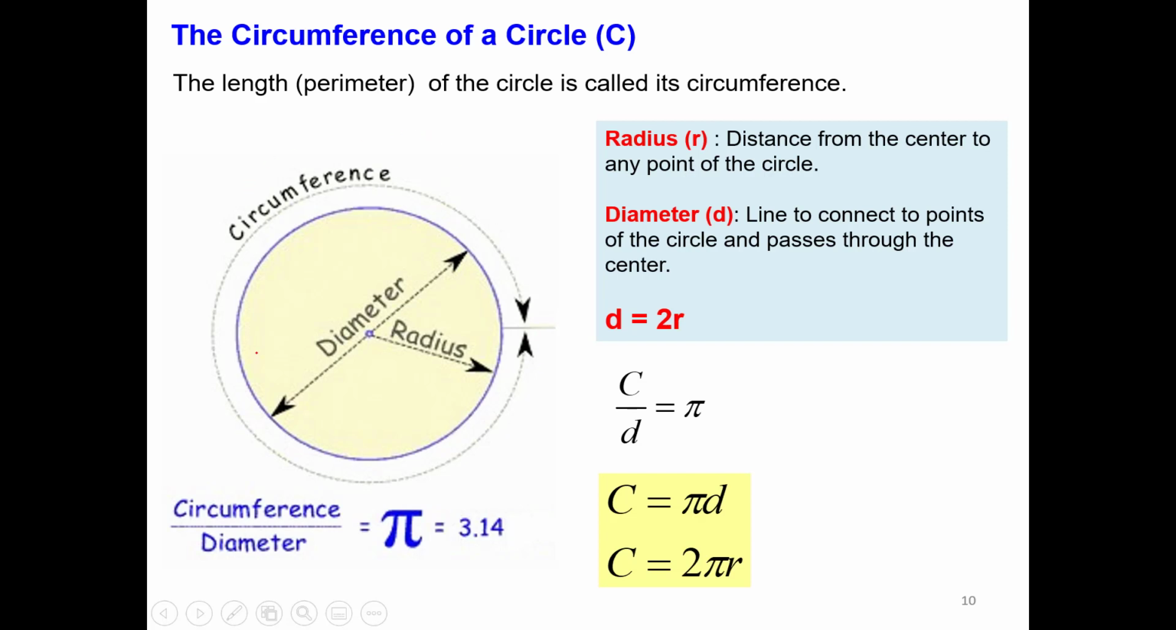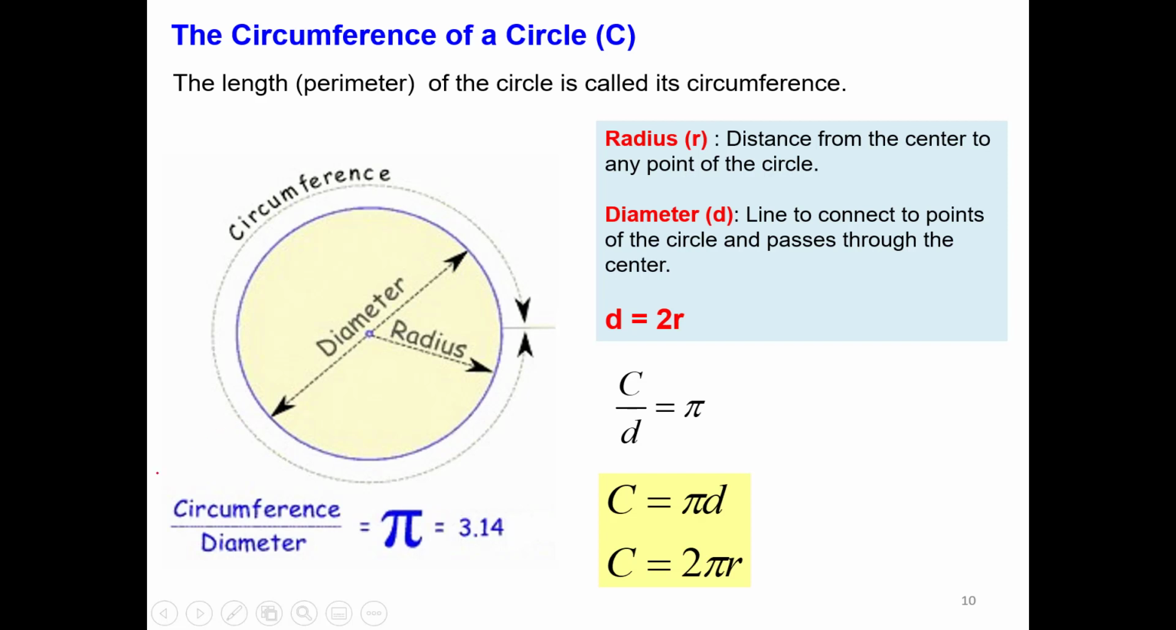And one more element of the circle I want to discuss is the radius. It is the distance from the center to any point of the circle. Yes, if this is the center of the circle, it is the distance from here to any point of the circle. And this is the radius. Here also this can be the radius. This can be the radius.